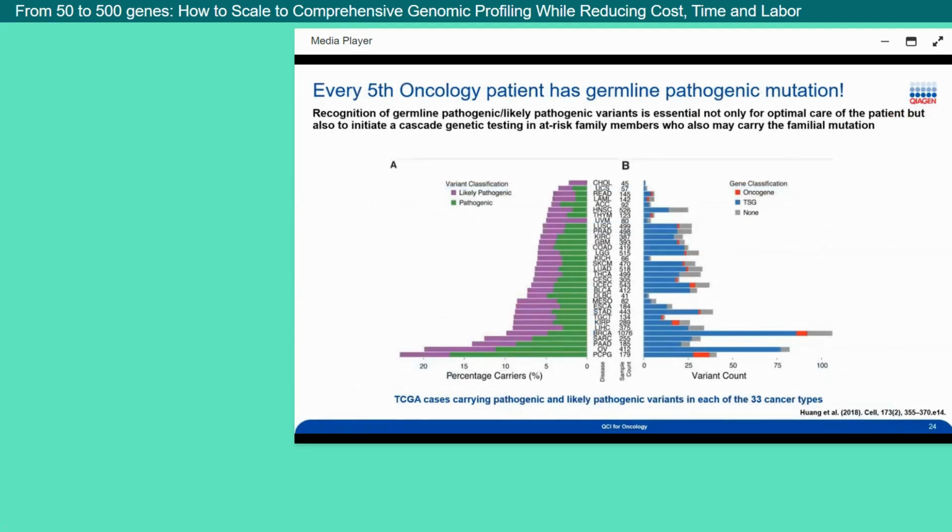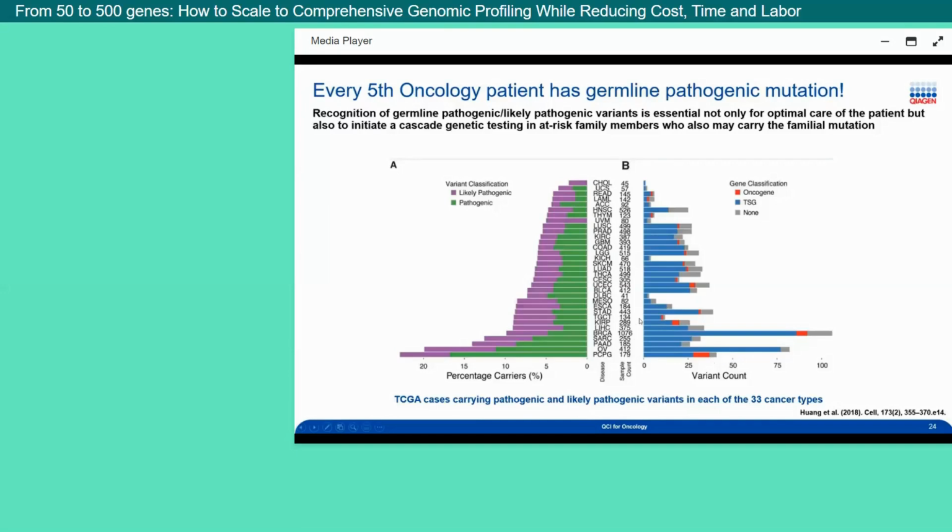So tumor genomic profiling is estimated to detect a germline pathogenic variant in 4 to 12% of patients. This means that every fifth oncology patient has a germline pathogenic mutation. And this graphic here shows the percentage of TCGA cases carrying a pathogenic or likely pathogenic variant in each of these 33 cancer types. On the right is the number of pathogenic or likely pathogenic variants in tumor suppressors, oncogenes, or other genes in each of these cancer types.